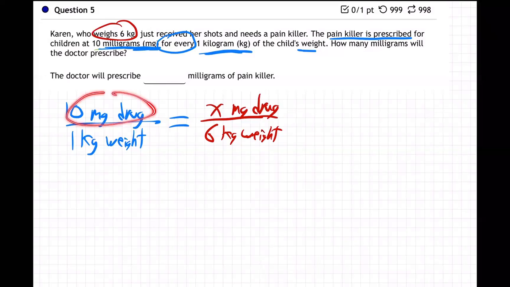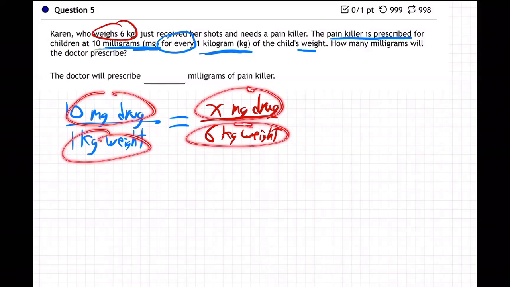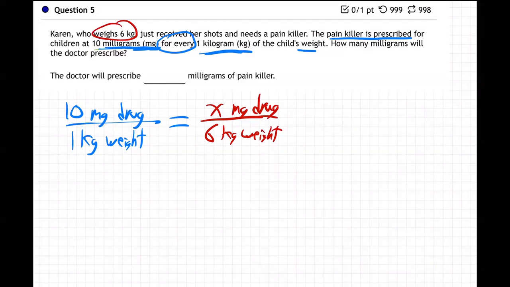I have milligrams of the drug on the top for both and the weight of the child on the bottom for both. Those two fractions have to be equal, right? Because it's 10 milligrams of the drug for every 1 kilogram of weight. That's going to be how many milligrams of the drug for Karen, who weighs 6 kilograms. So I have to solve that proportion, the two equal fractions, and therefore solve for X.